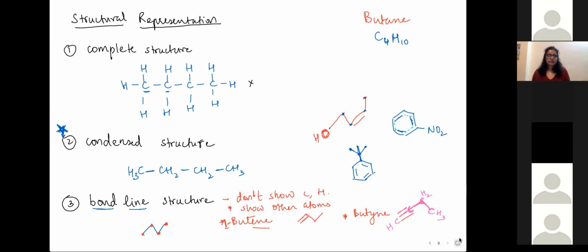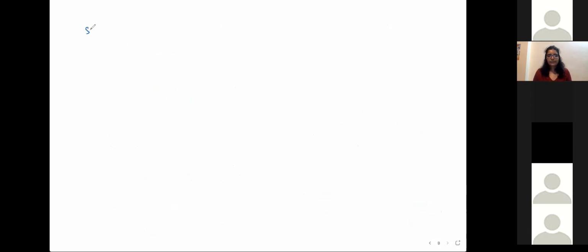Next, when it comes to sp2 and sp3. sp2 is trigonal planar, so all 3 bonds are in the same plane. So in 2D you can easily represent it. Same for sp hybridization, it is linear, so you can represent it on paper. This is going to be the exact shape of it.